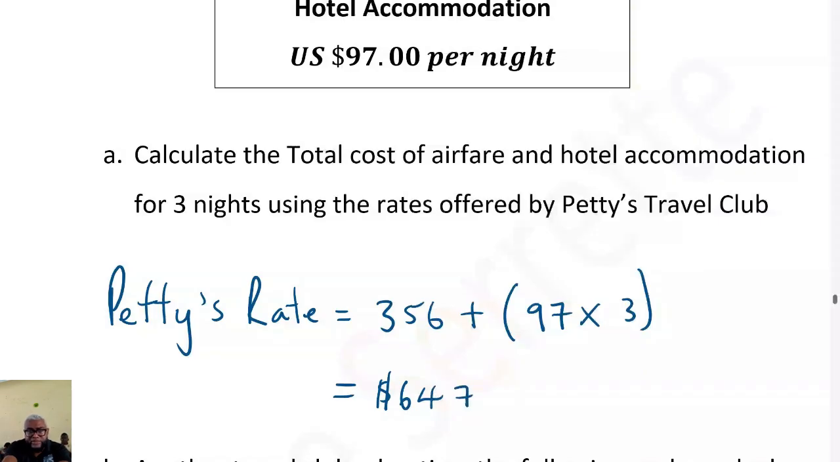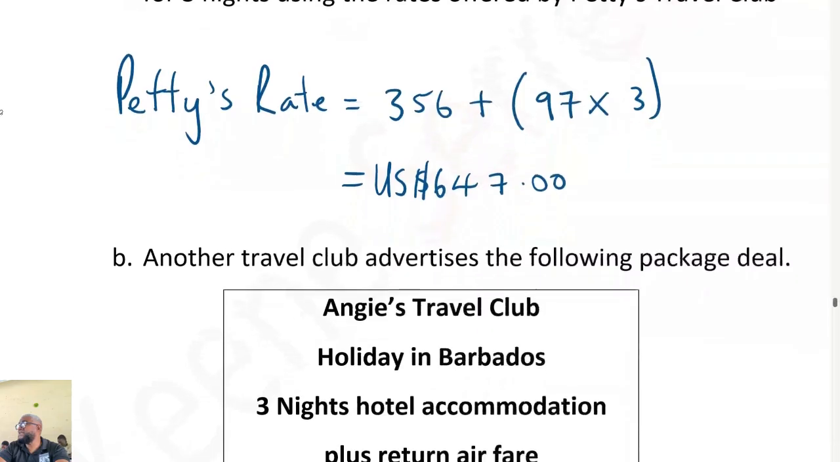647, and this will be, let me shift that a little bit. Right? This will be, which currency is this? US dollars. US dollars, right? Everybody good there? Let's roll on to the next part.